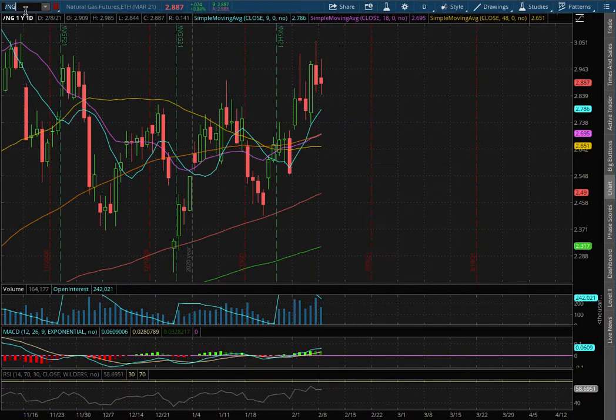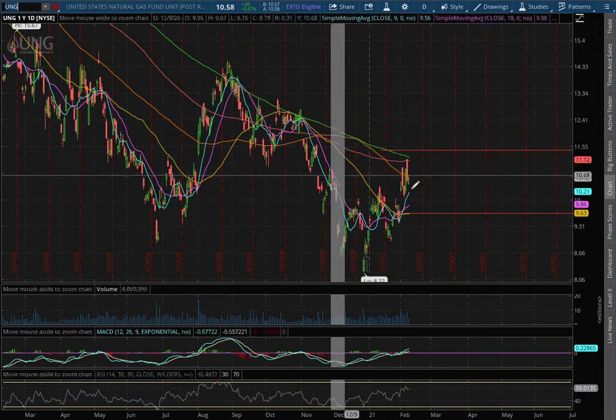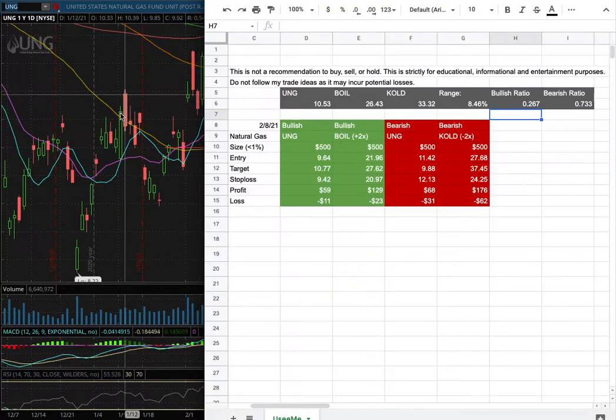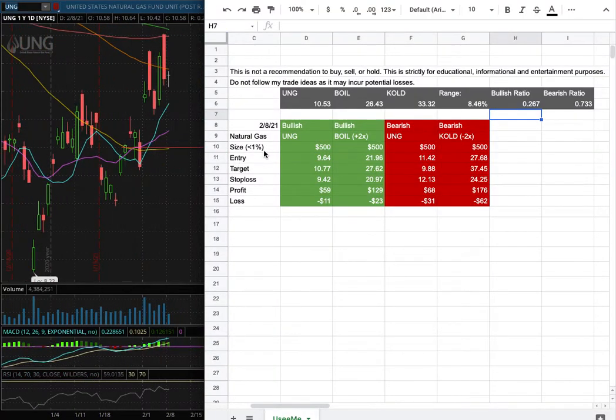And as for the trade idea of the week, I'll be trading UNG, and my position size for it is less than 1% of my portfolio. My long entry is at $9.64, and that is this range here, and that coincides with the 50-day moving average, this yellow line. My sell target for it is at $10.77, and my stop loss is at $9.42.